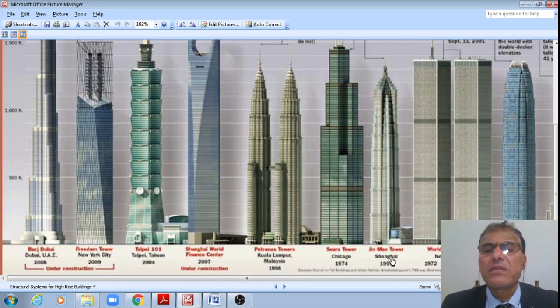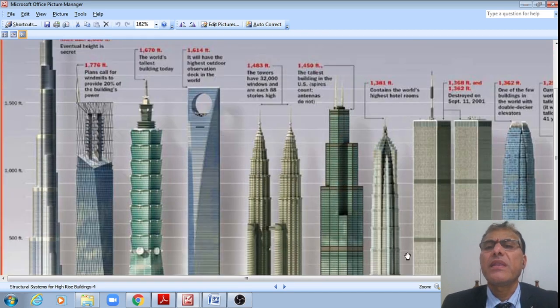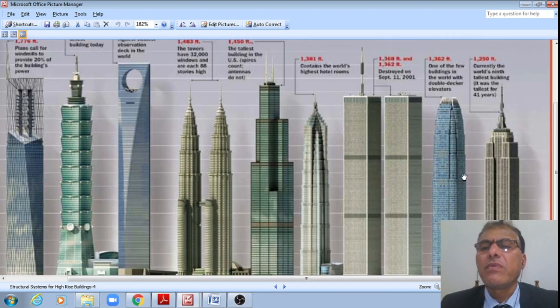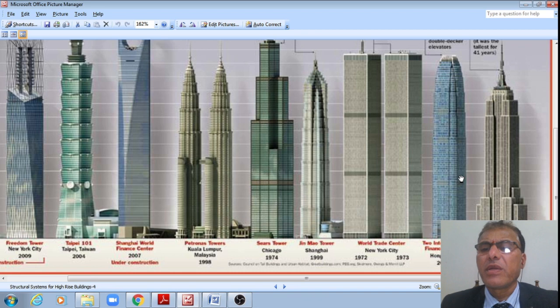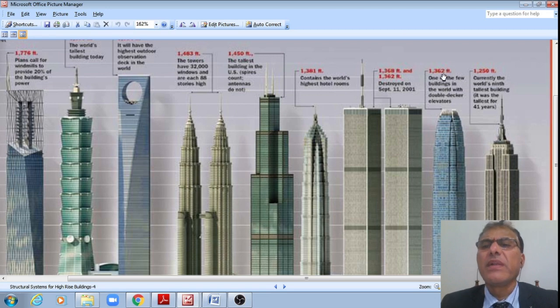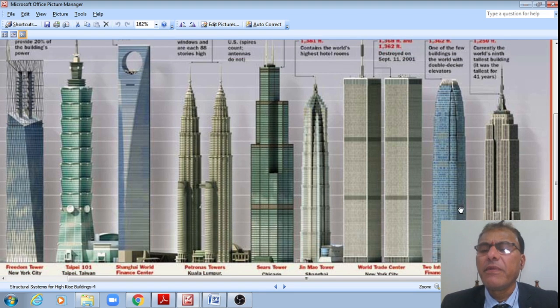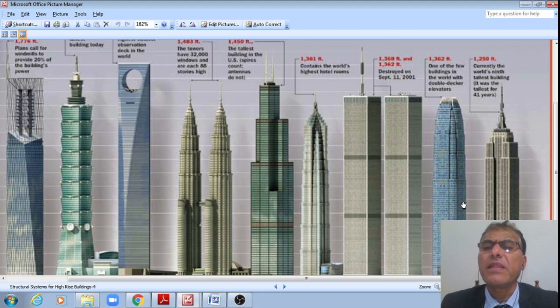And this is the Jin Mao Tower in Shanghai, built in 1999. Its height is 1381 feet. These are the WTC towers which you have already seen, which were destroyed. And the two International Finance Centre located in Hong Kong, constructed in 2003. Its height is 1362 feet. The last one is the Empire State Building, located in New York City, built in 1931, so almost roughly 90 years ago. Its height is 1250 feet.